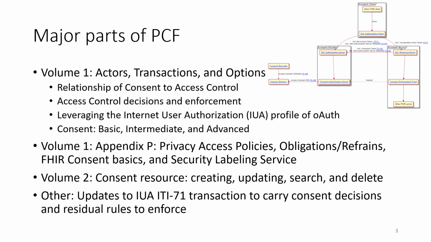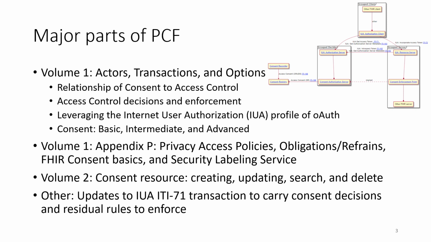So when you're reviewing PCF, there are some major parts to it. Clearly, the whole thing should be reviewed, but some of the major parts. First off, it's dominated by Volume 1, where we define in classic form actors and transactions and options. All of those are important to review. Within Volume 1, we explain the relationship between consent and consent management and access control. We explain the differences within access control between the decisions being made based on business rules and consent rules, and how those would be enforced within this implementation guide architecture.